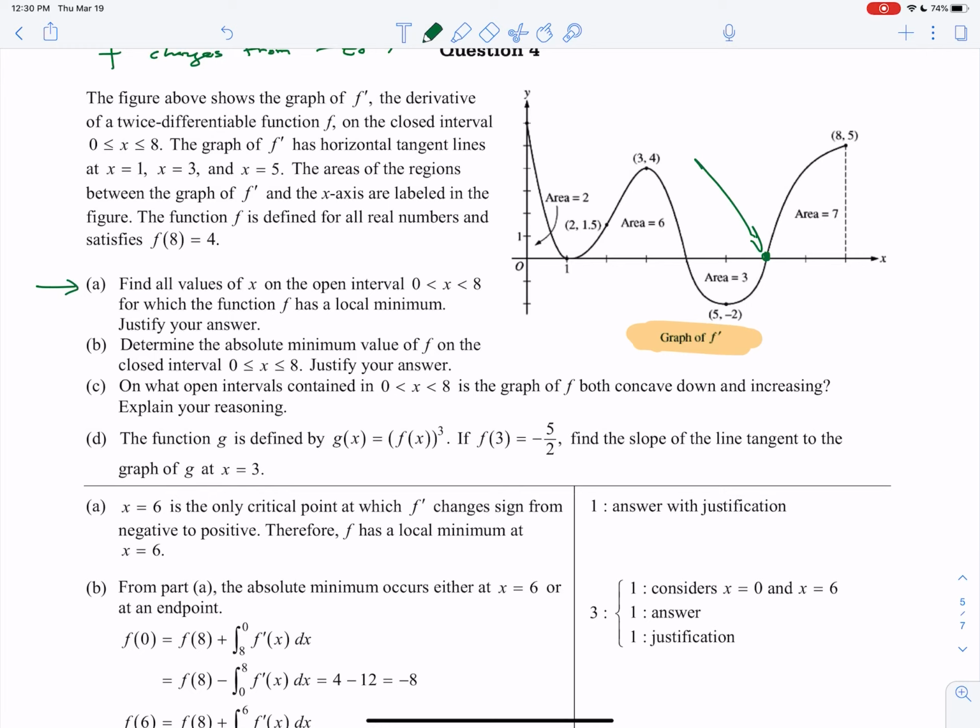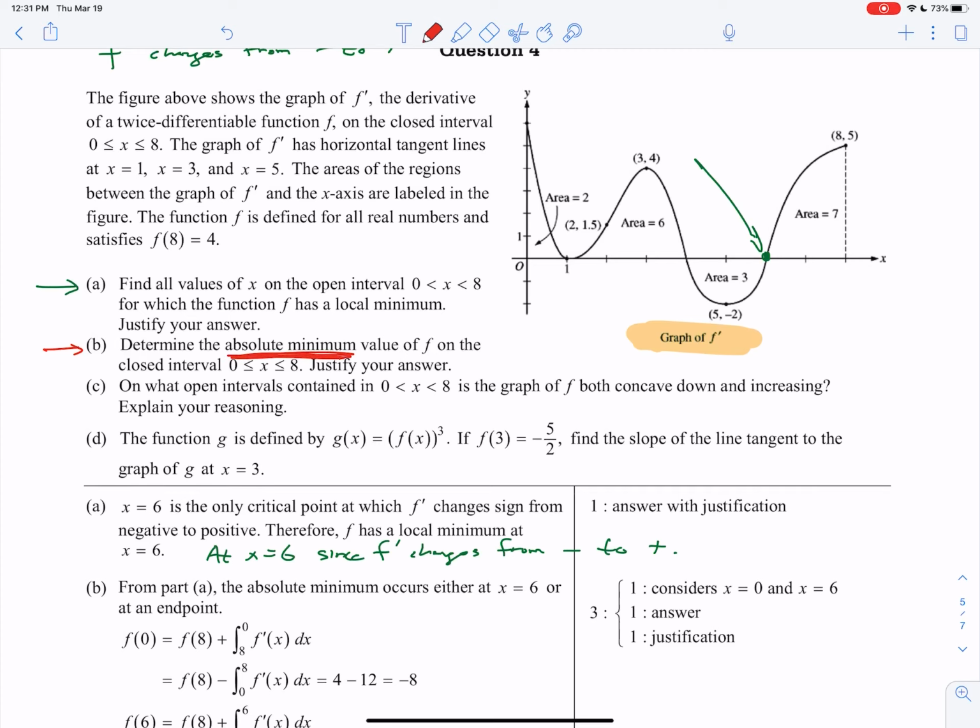I would say at x equals 6, since f prime changes from negative to positive. You could write down similar to what they wrote. I think the way that I wrote it is a lot simpler and shorter, but I'll leave that up to you. Part B. Determine the absolute min.